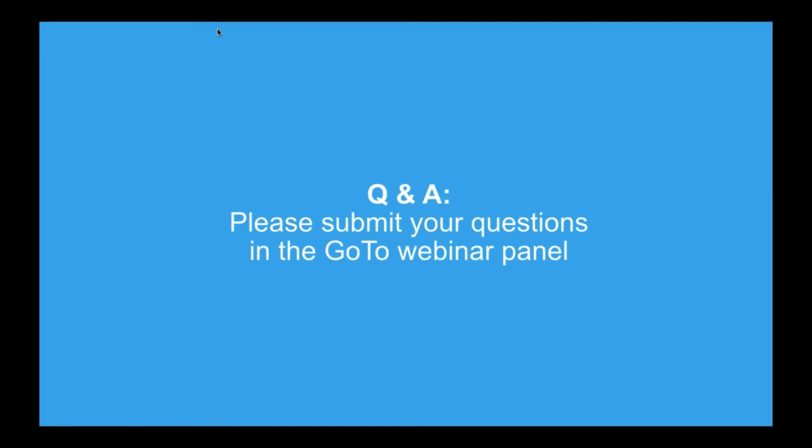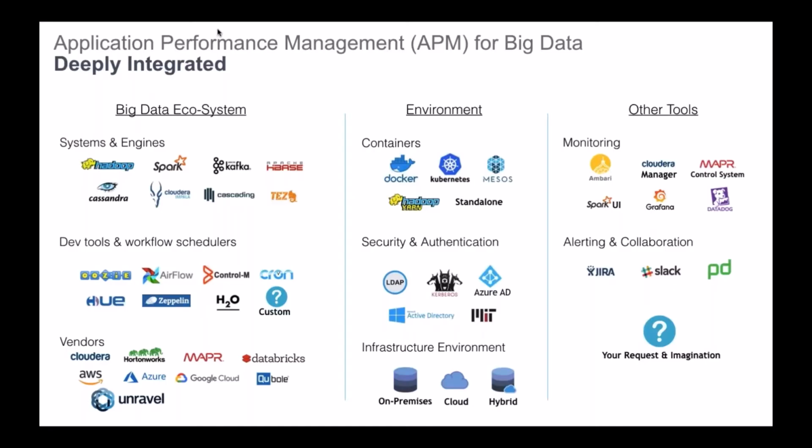Question is, does this work with other workflow engines like BMC? Thank you, Audrey. So Unravel is designed to work with a variety of different workflow engines. I know today's example we're restricted to Oozie and a couple of examples on Airflow. Let me show you a quick slide here that will help you answer the question.